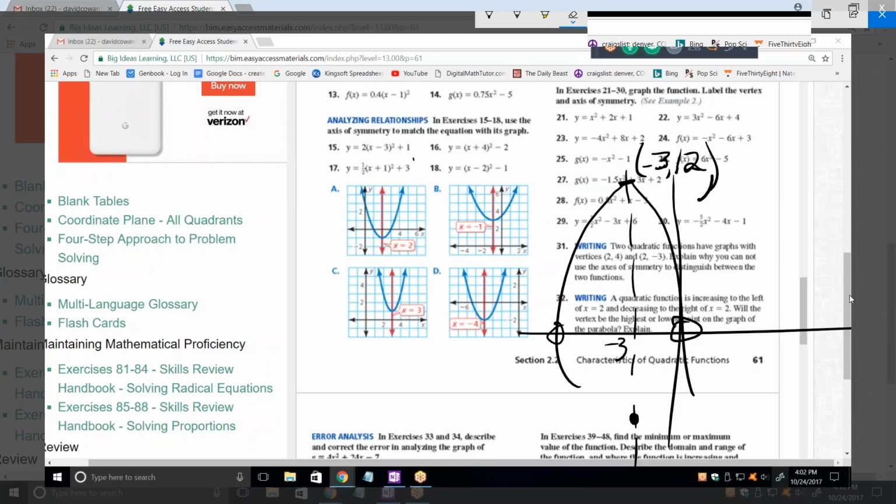what's an easier way to get a second point? The y-intercept. Oh, yeah, the y, yeah. What's this y-intercept right there? What is that point right there? 0, 3. And now we know because it's symmetrical, we know that point right there. What is that point over there?